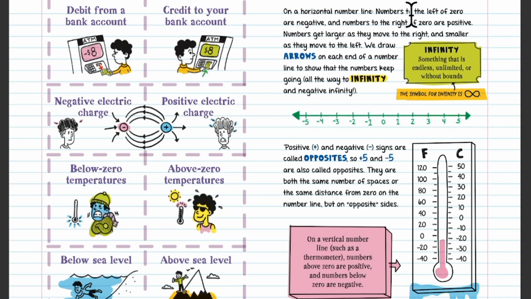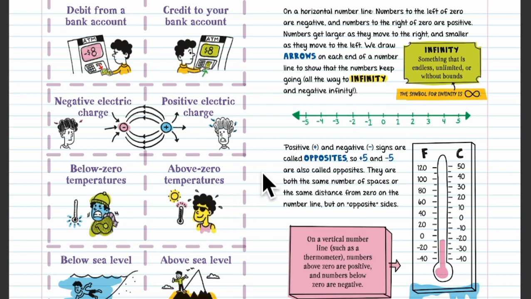On a horizontal number line, numbers to the left of 0 are negative, and numbers to the right of 0 are positive. Numbers get larger as they move to the right and smaller as they move to the left. We draw arrows on each end of a number line to show that the numbers keep going all the way to infinity and negative infinity. Infinity is something that is endless, unlimited, or without bounds.